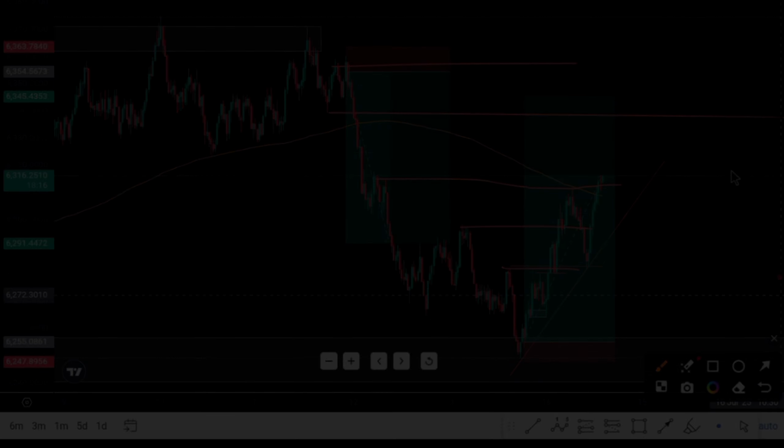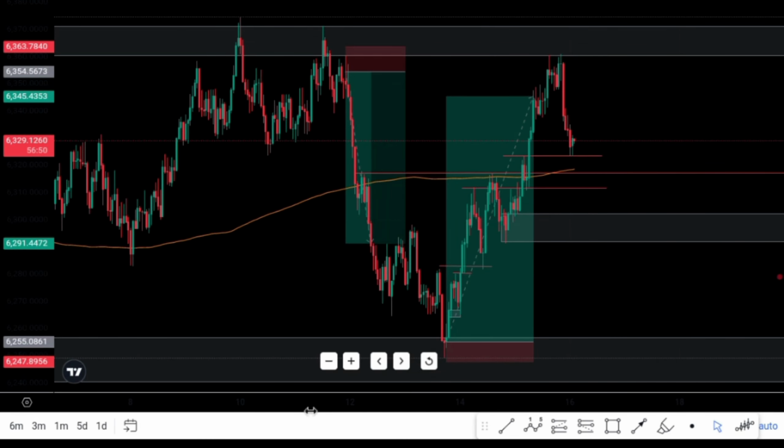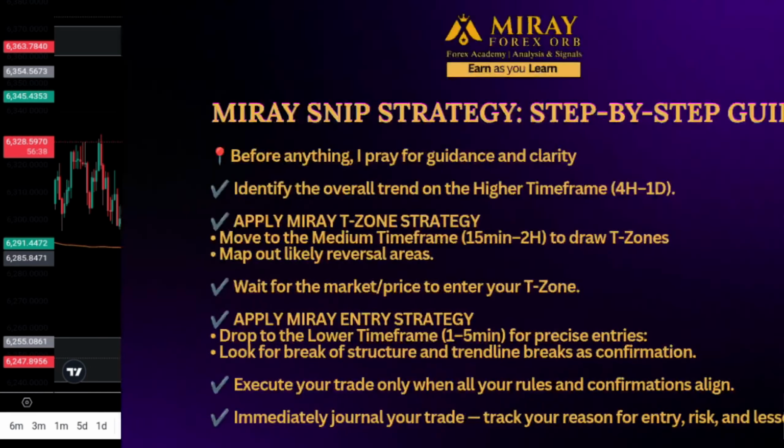Alright family, so this is the same move on a higher time frame, 1 hour. I was showing you 30 minutes earlier, but this is the more updated chart. You can see the market's current movement. The market has run and hit full take profit, as we were expecting from the strategy.